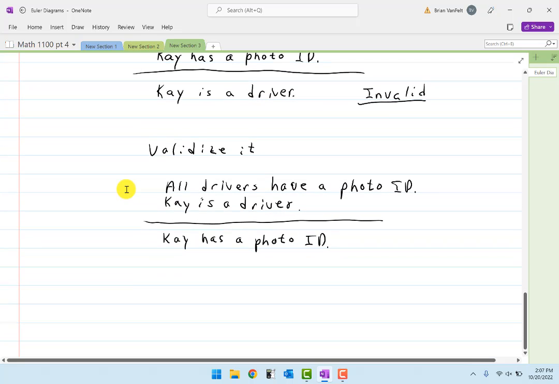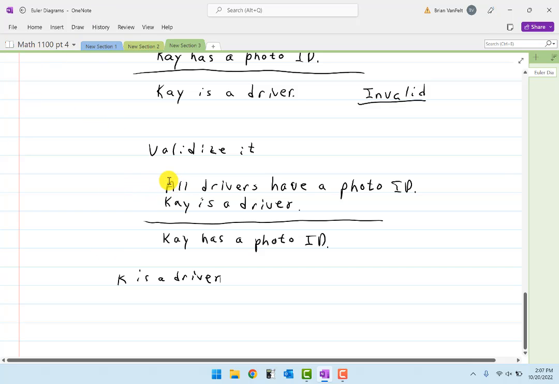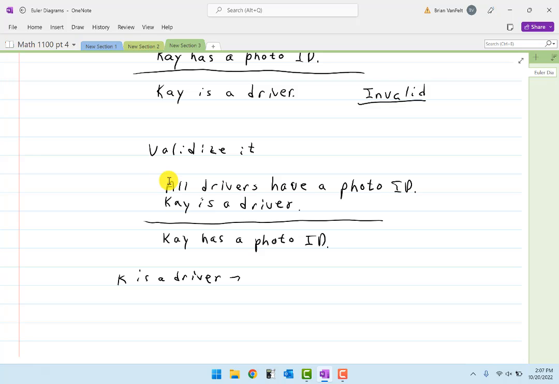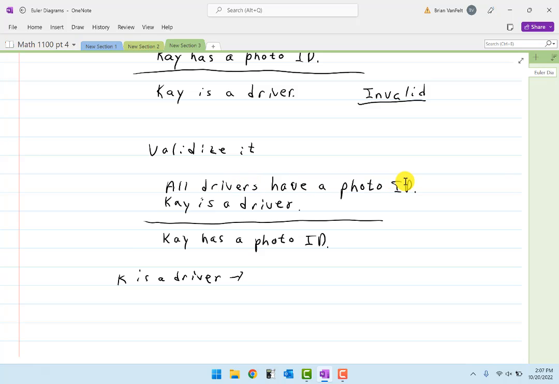So let's take a look. K is a driver. Then according to the first line here, since she is a driver, that's going to imply that she must have a photo ID. So now, of course, it's a valid argument.